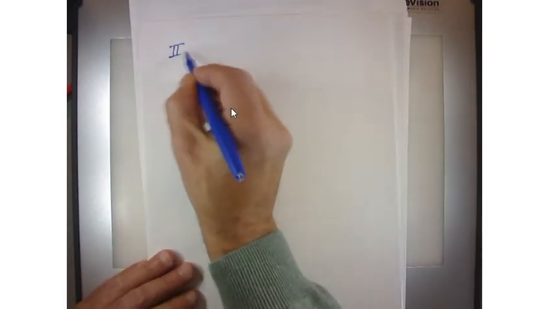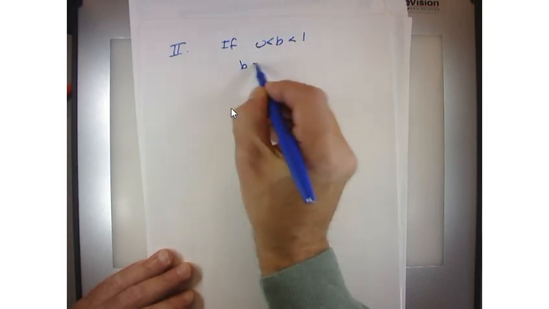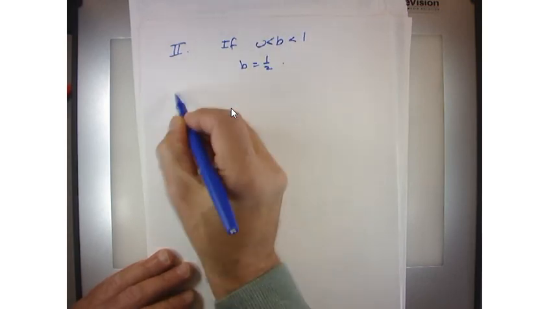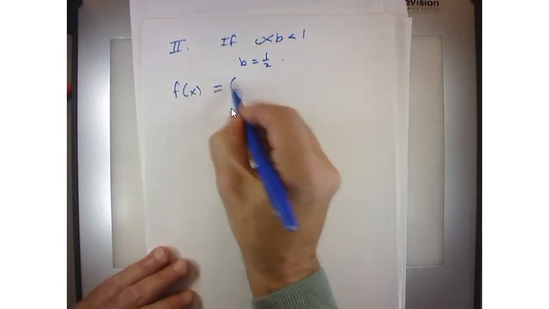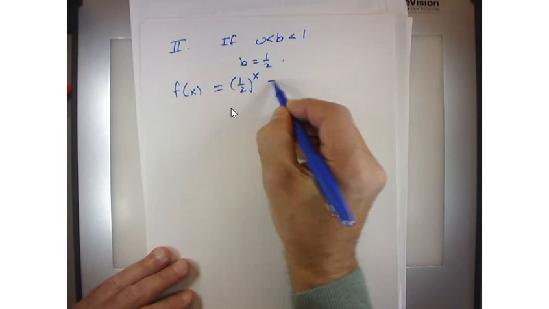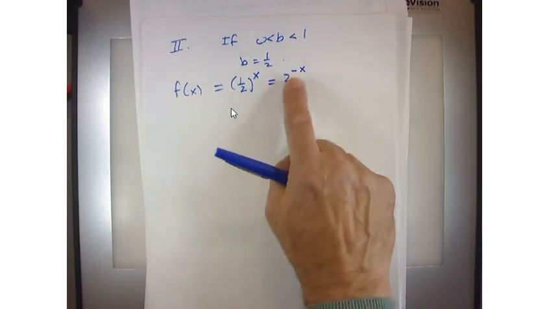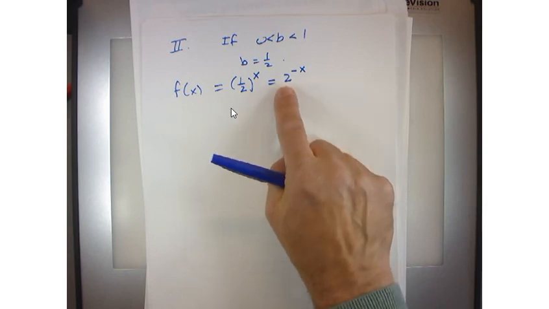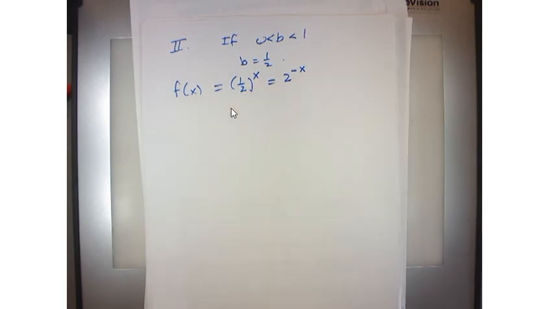Now if the base is between 0 and 1, we'll just pick a number, say 1/2, and we graph f of x equals 1/2 to the x, which is the same thing as 2 to the negative x. So if you see a base of 2 but you have negative x, you know the base is not going to be 2, it's 1/2. Okay, so just make sure you know that.